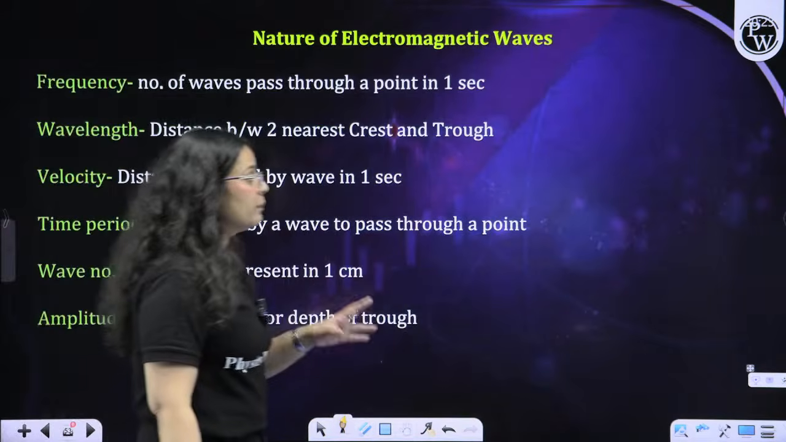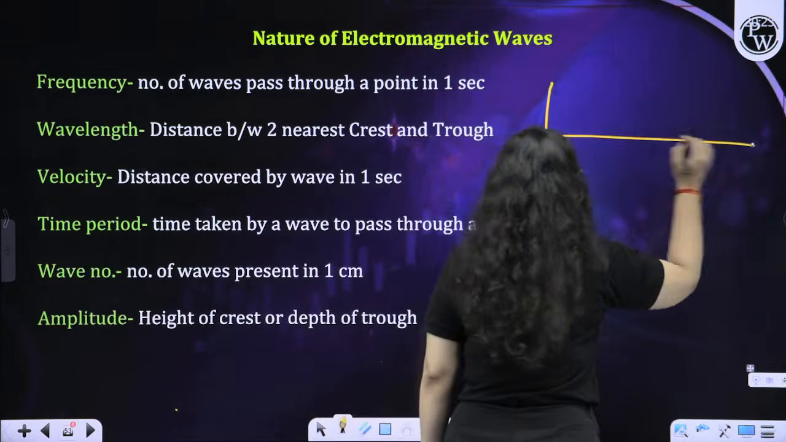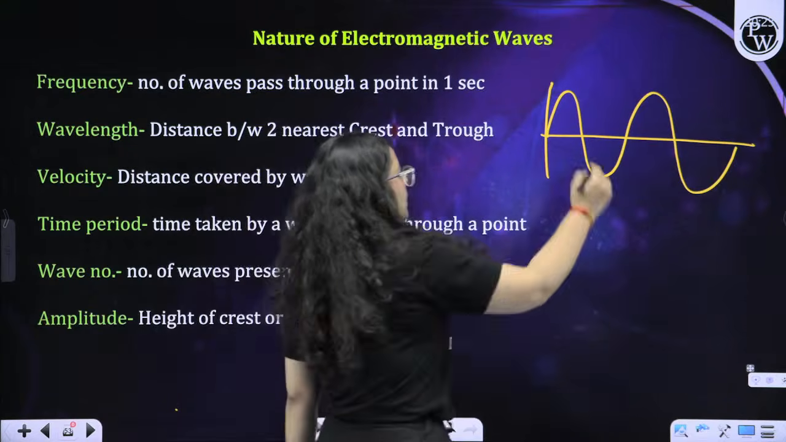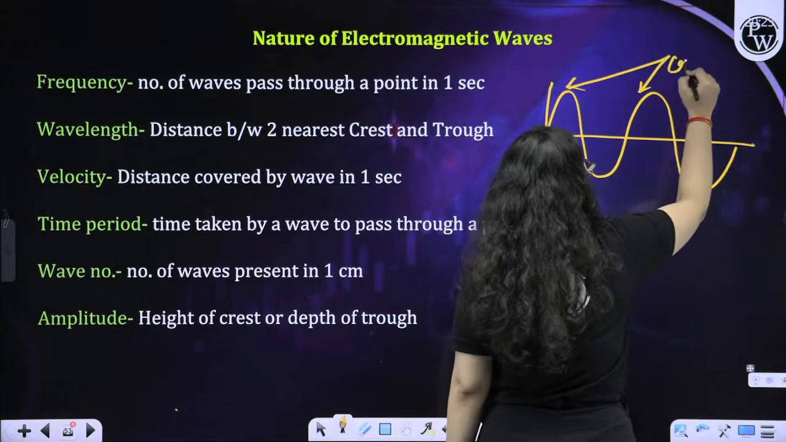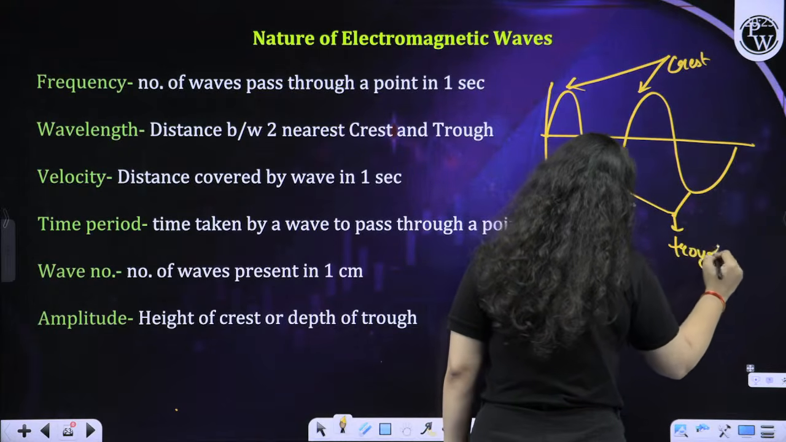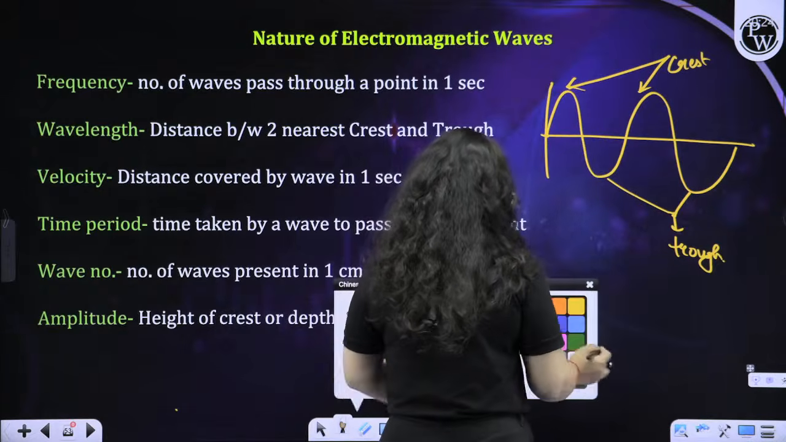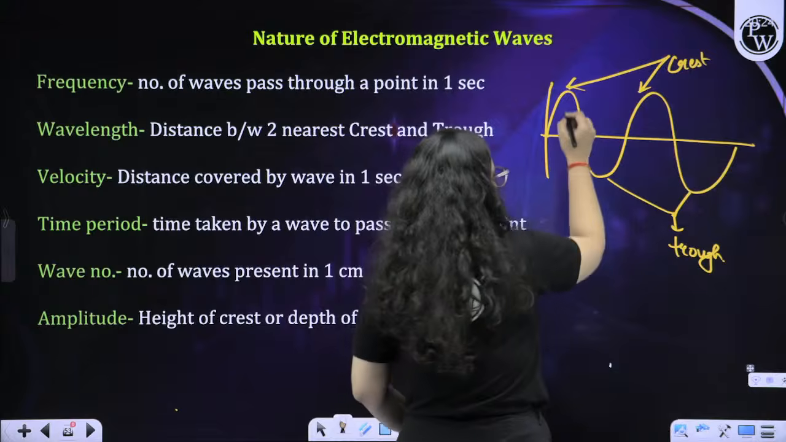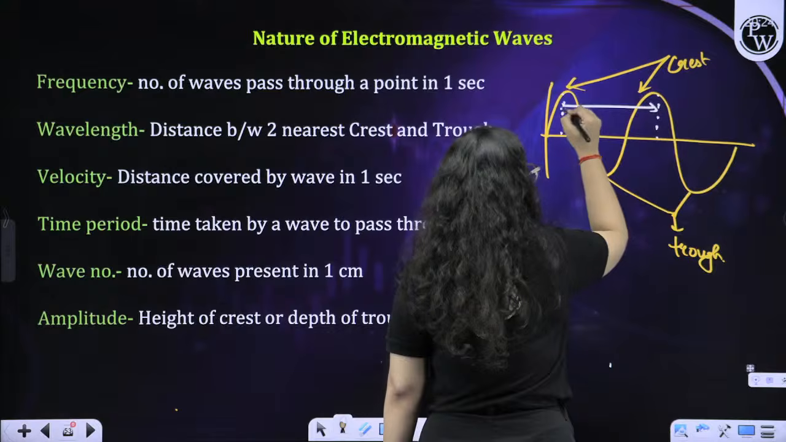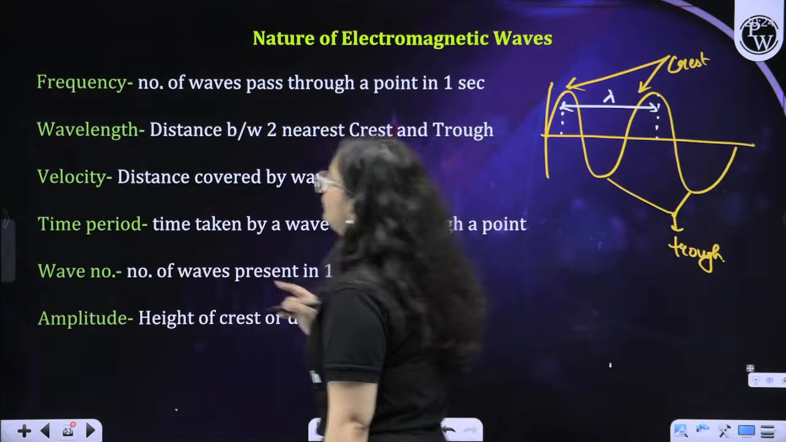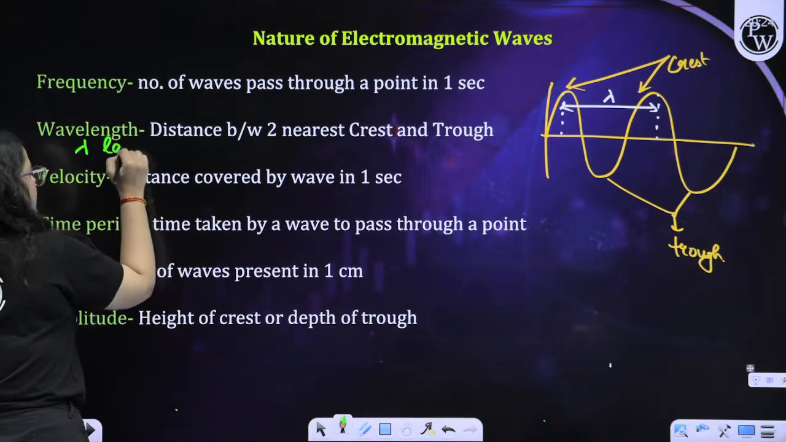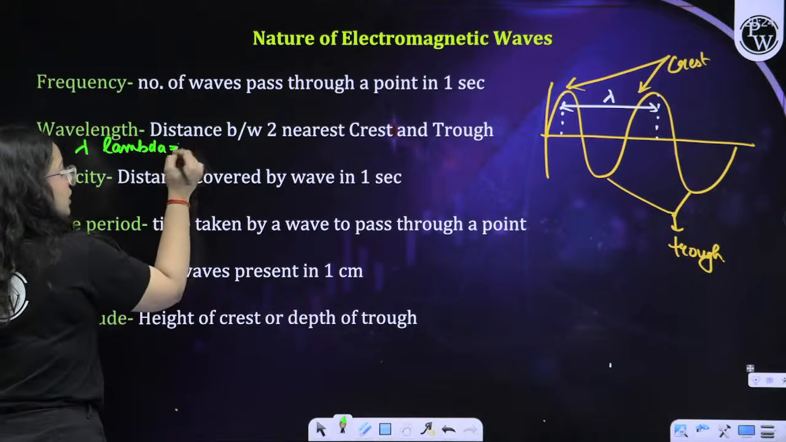Now moving on to a very important topic: the meaning of the different terms that we use for a wave. So this is the wave. The upper portion of the wave is what? It is the crest. And the lower portion is the trough. The distance between two nearest crests is the wavelength. This is the distance between two crests. It is represented by the lambda symbol.